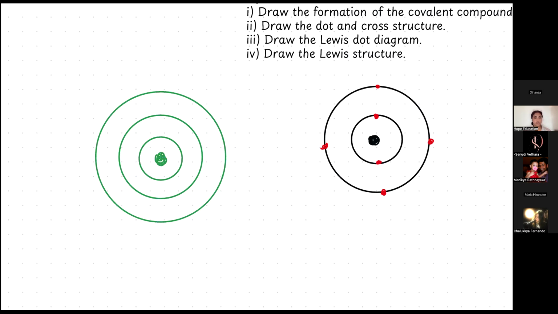Yeah, so I'll draw 2. And then 8 is 1, 2, 3, 4, 5, 6, 7, 8. And the outermost energy level, okay, there is 1, 2, 3, 4, 5, 6, 7.